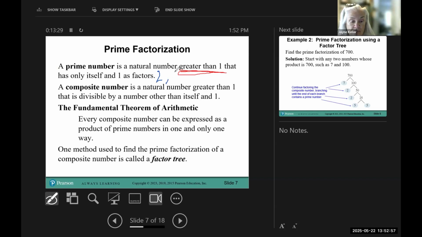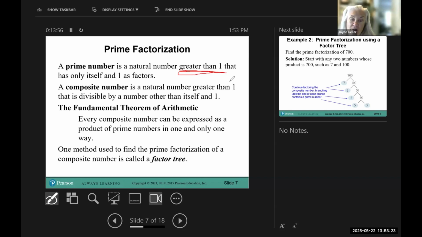3 is also a prime. I cannot write without my pen. These are not pretty. But 3 only has factors of 3 and 1. Now a composite number is a natural number greater than 1 that's divisible by a number other than itself and 1. So let's check. 1 isn't a prime number because it's not greater than 1.